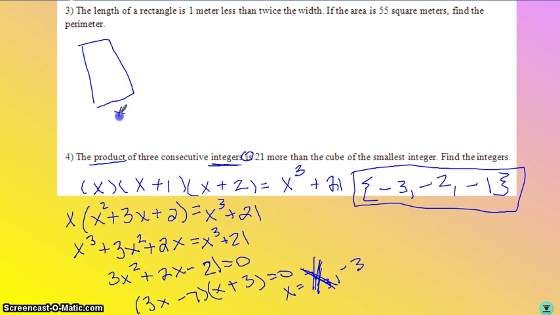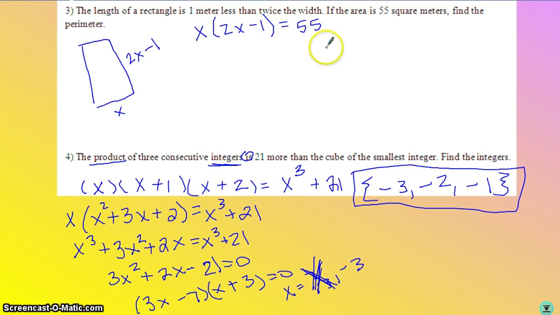The length of a rectangle is 1 meter less than twice the width. So if we call the width x, then this would be 2x minus 1, 1 meter less than twice the width. If the area is 55 square meters, find the perimeter. The first thing we need to do is set up our equation. To find area, we take width times length, or length times width, however you want to write it. The area is 55 square meters, and this should look familiar.